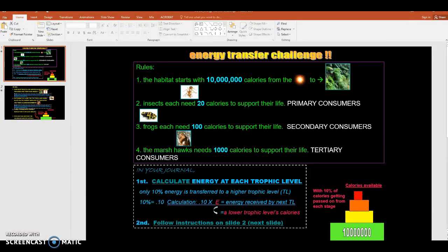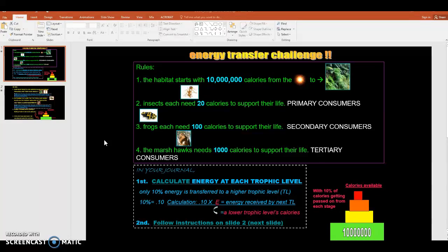So, working with your team, your goal is to complete this game activity, trying to identify how many ants, frogs, and hawks can survive in an environment based on how much energy is available in that environment. To complete this game, we need to identify the clues we have available.